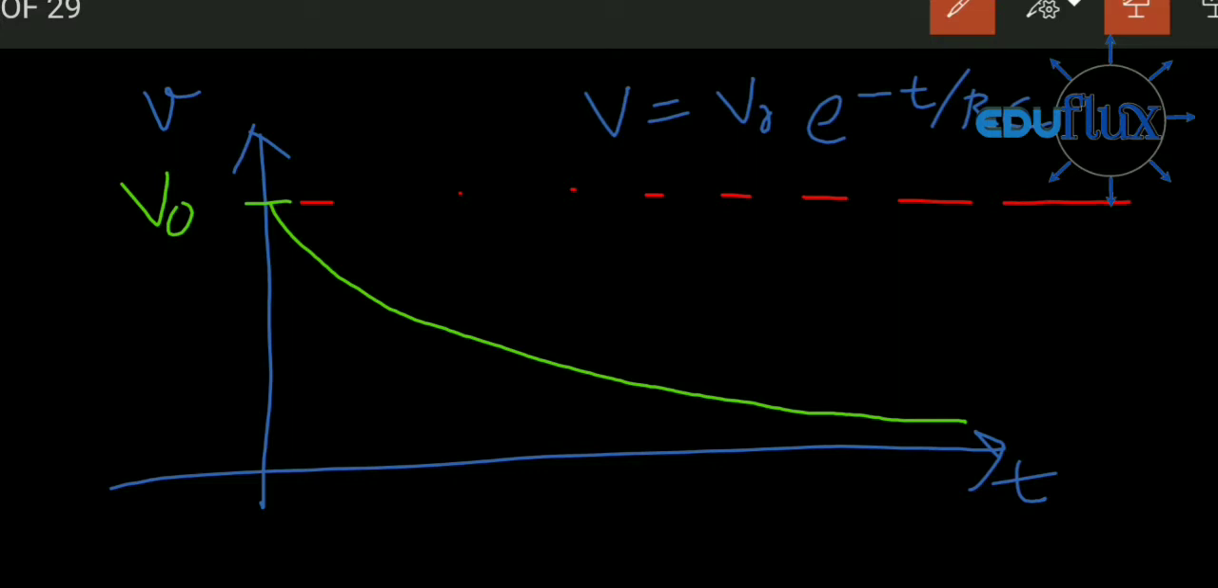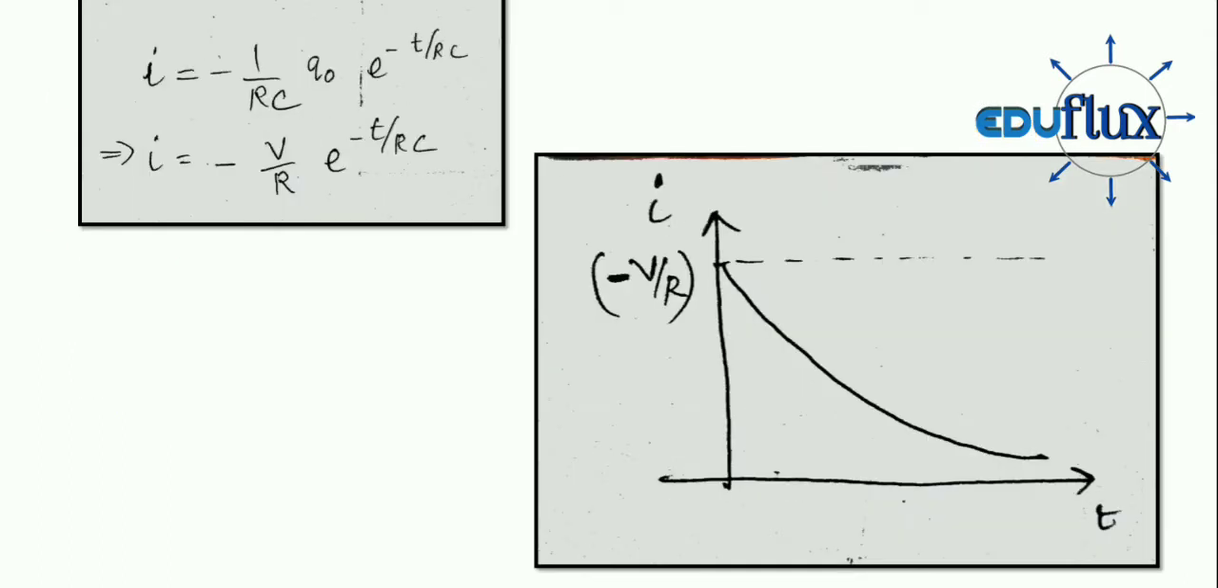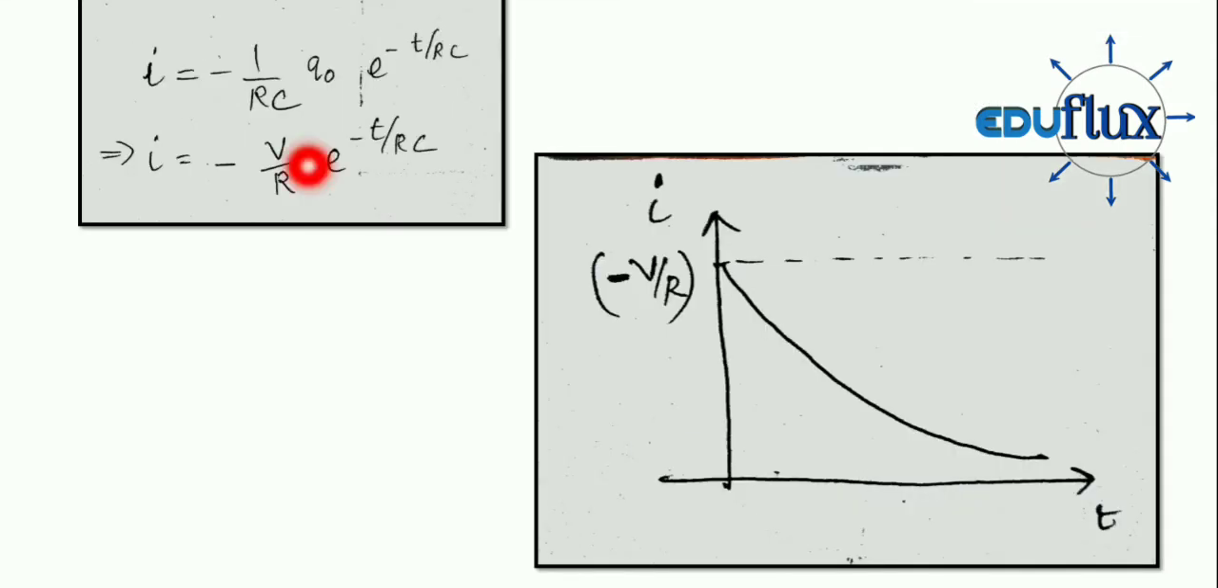Now just understand one thing here. Now let's see, this is the curve. Now let's draw the current also. How will the current come out to be? Current is 1 by Rc q naught e to the power minus t by Rc.